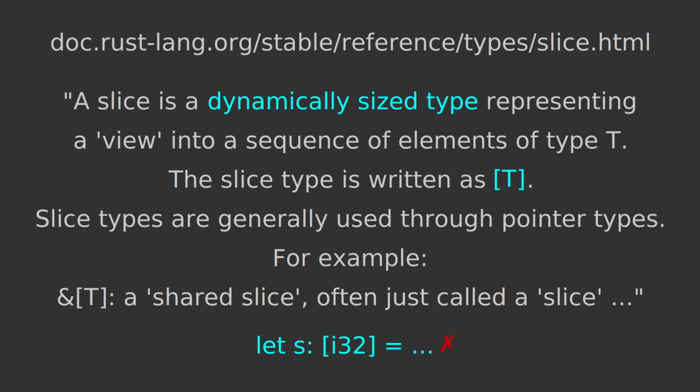So how do you use the official slice? Going back to the definition, it says, slice types are generally used through pointer types, for example as shown. And it calls this type a shared slice, often just called a slice. You could be excused for thinking this type would be called a reference to a slice. But no, it's a shared slice or just slice. What does shared mean here? Well, it means the same as shared when used in shared reference. That is, an immutable reference as we talked about earlier.